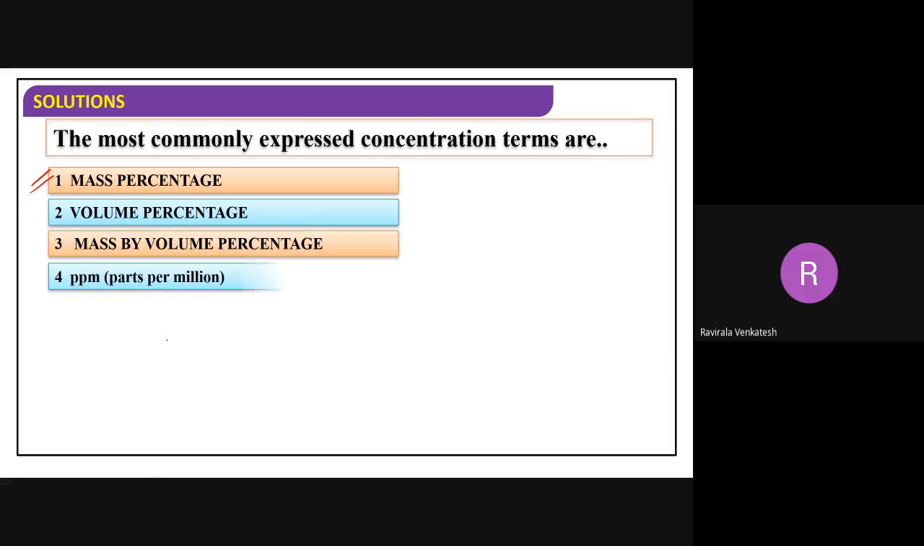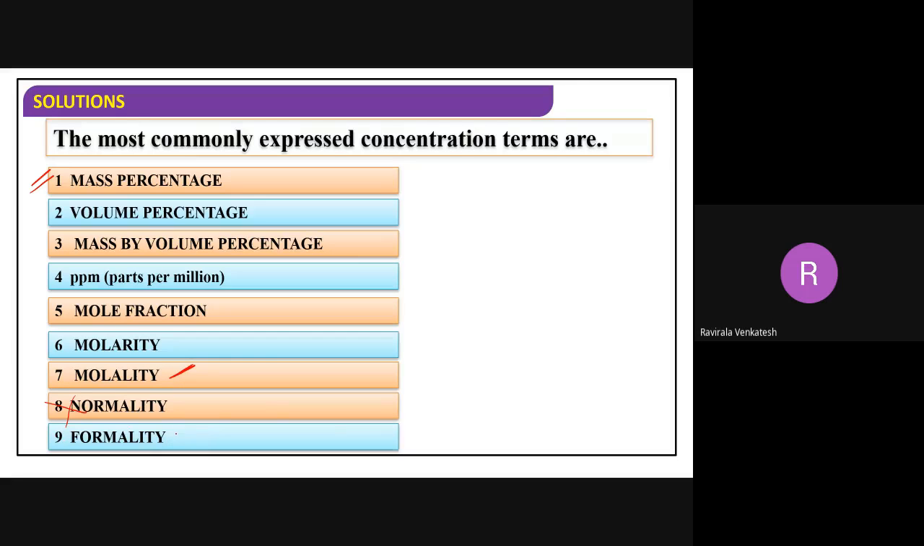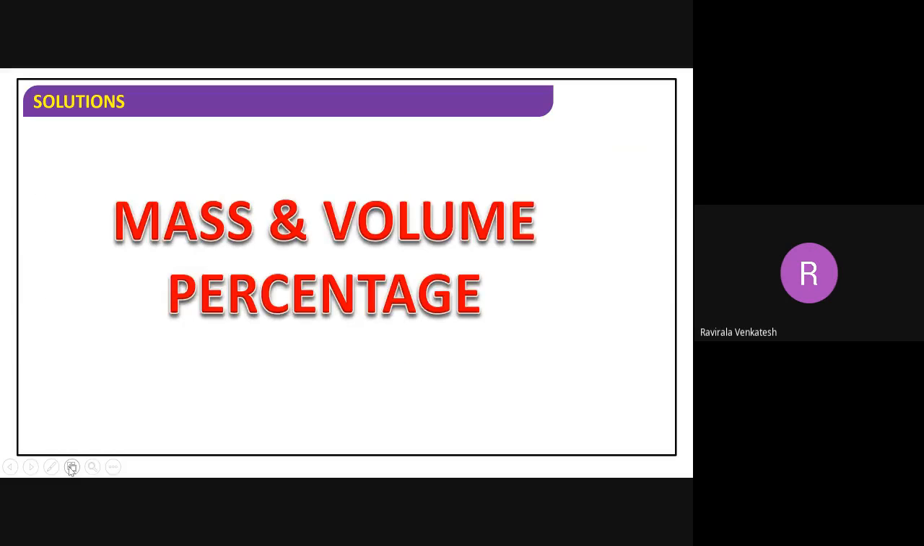We'll take examples here. These are the examples. Normality we don't have in the syllabus. We'll discuss up to molality only. Formality is there, but formality and molality will come under it. Except normality, we'll discuss everything. Now, first of all, we'll see the mass percentage here.